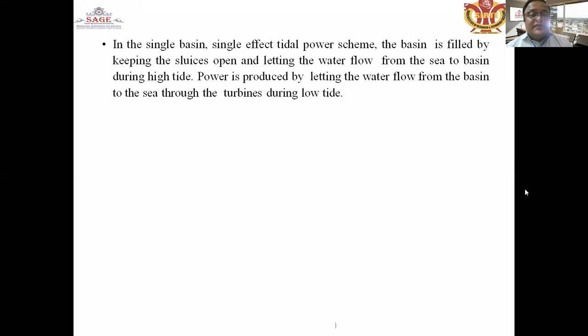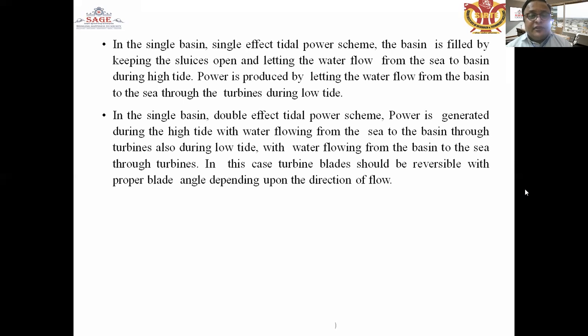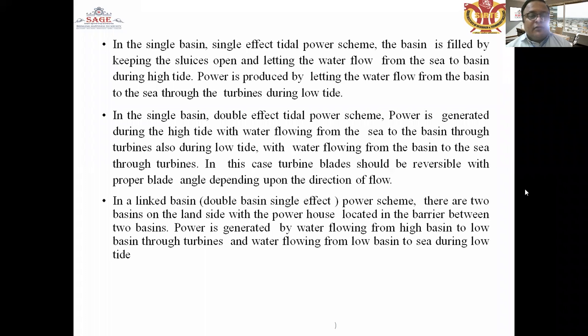In the single basin, single effect tidal power scheme, the basin is filled by keeping the sluices open and letting water flow from the sea to the basin during high tide. Power is produced by letting water flow from the basin to the sea through the turbine during low tide. In the single basin, double effect tidal power scheme, power is generated during high tide with water flowing from the sea to the basin through the turbines, and also during low tide. At both low tide and high tide, power will be produced.